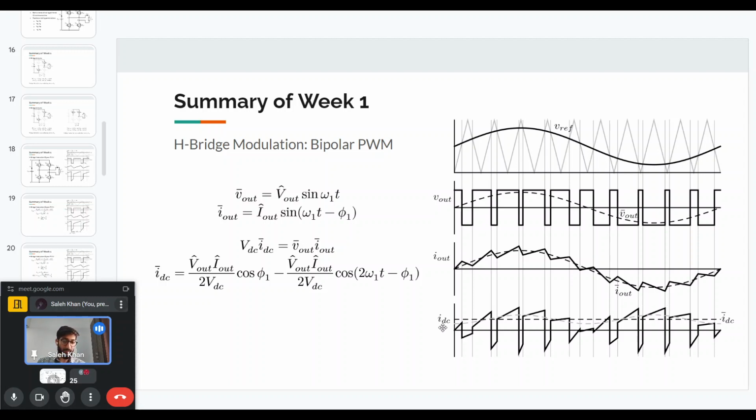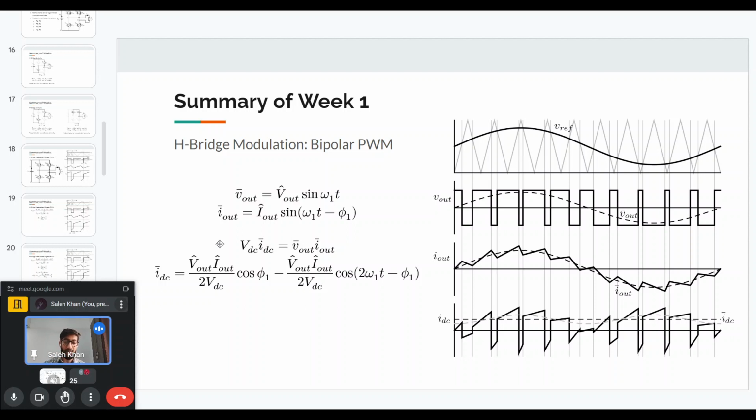Similarly, we can then find out what the DC current will look like, because when the output voltage is plus VDC, IDC will be equal to I out. And when the output voltage is minus VDC, IDC will be equal to minus I out. If you follow the output current in that way, you will get a DC current which looks like what is shown in the slide. It has both positive as well as negative portions. But if you find the average of this current, it will be a positive DC average current. Besides this positive DC average, it also has a switching component, or an AC component, which is at twice the fundamental frequency.